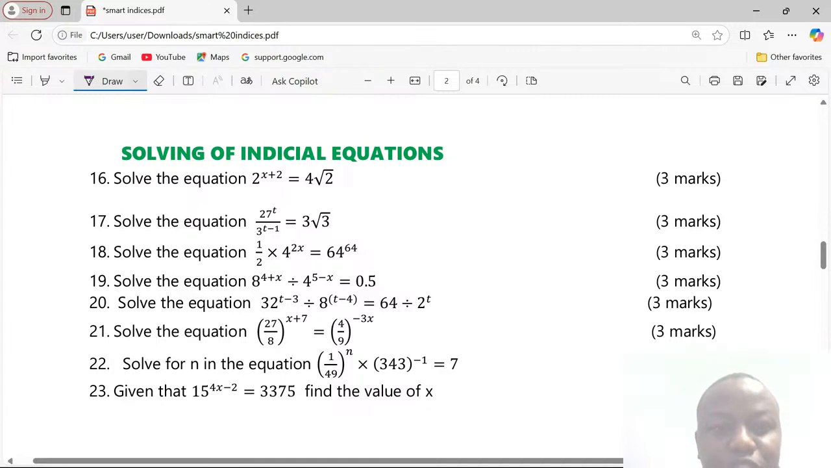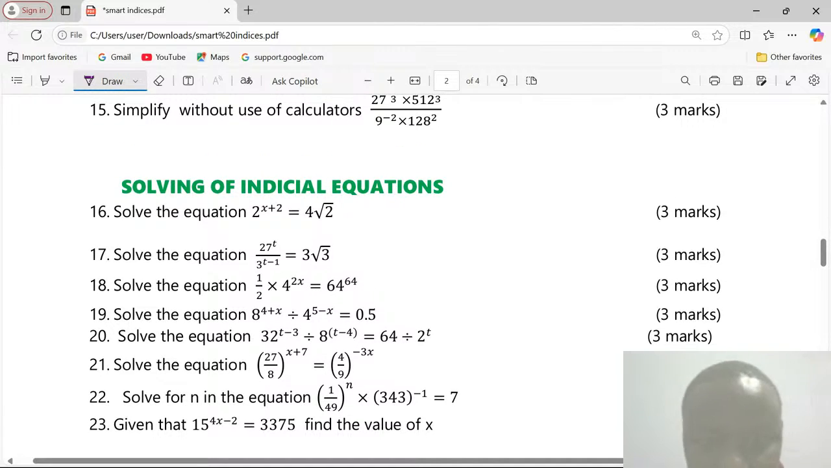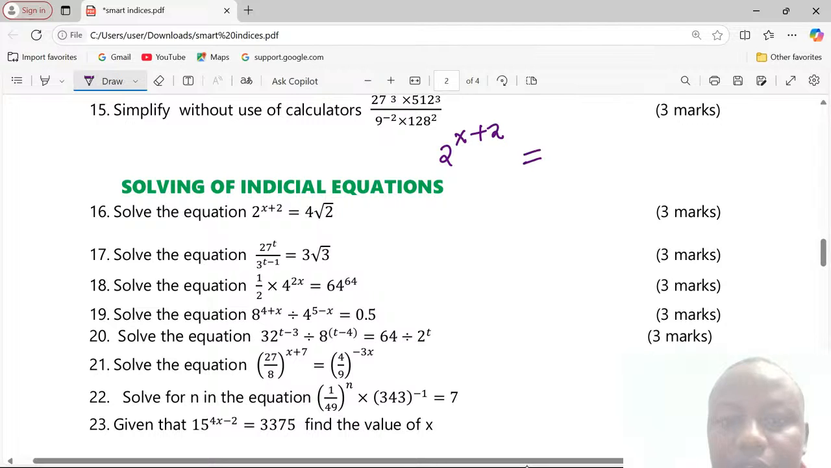Okay, let's put everything to the same base. Actually, the concept of expressing any composite number to the common base provided is what guides a student through the indicial equations. So in the first case, we have 2^(x+2). I'm solving the first question, equals 4, which is 2 power 2, multiplied by the square root of 2, which is 2 power half.